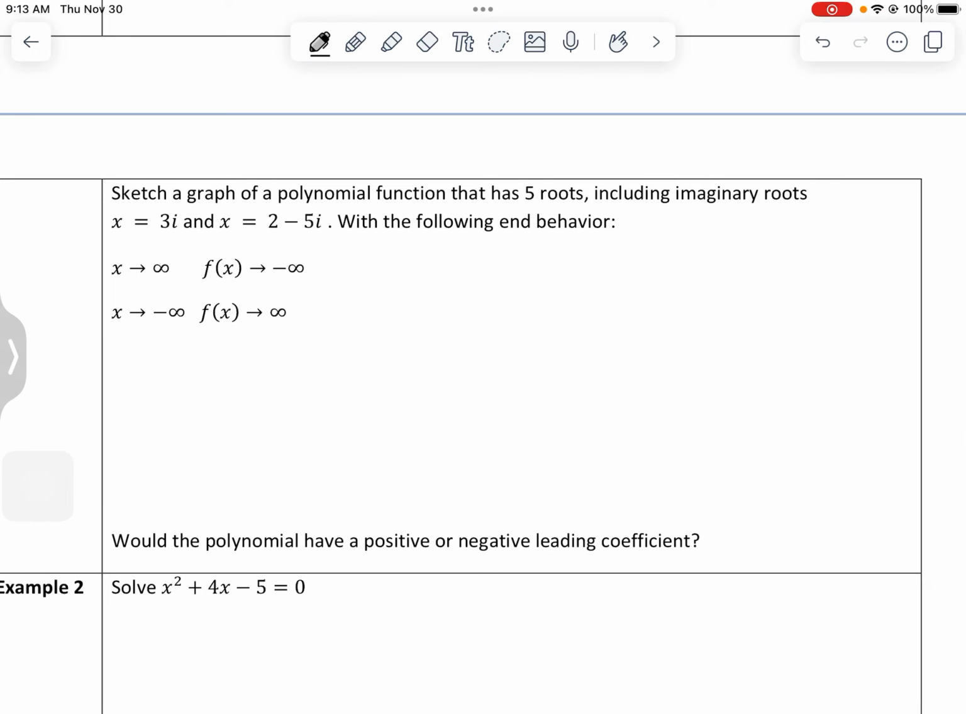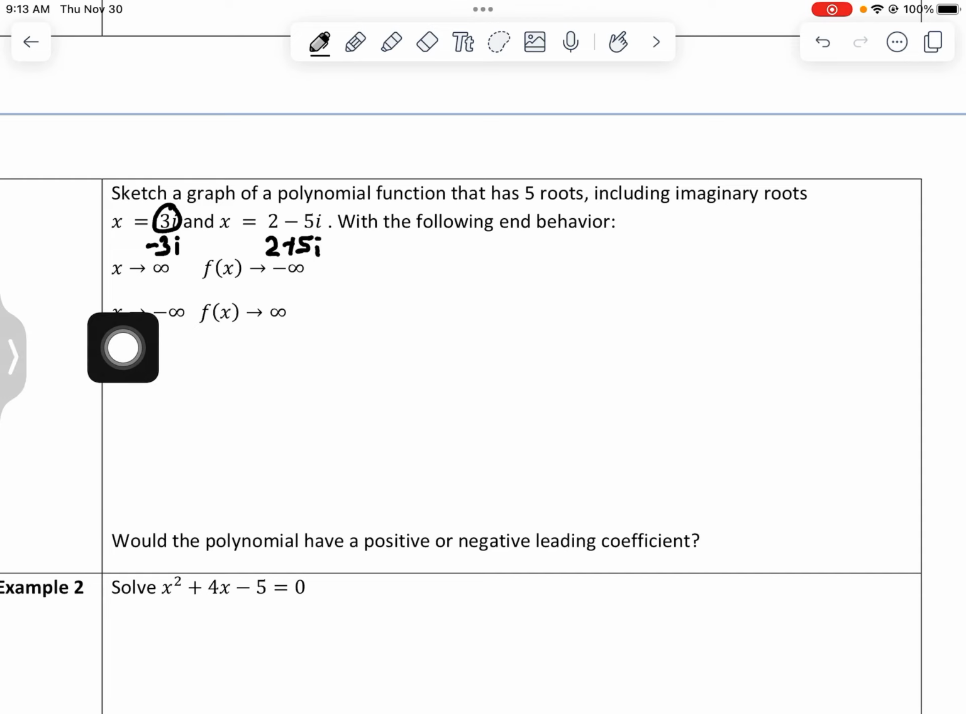Okay, now we're going to sketch a graph of a polynomial function that has 5 roots, including imaginary roots, x equals 3i and x equals 2 minus 5i. What they're trying to show us here is the fact that if we have a 3i, that means we also have a negative 3i. Same thing with this one. If we have 2 minus 5i, we also have 2 plus 5i. They come in pairs. So of the 5 roots, that guarantees that 4 of them are imaginary and only 1 of them would be real.